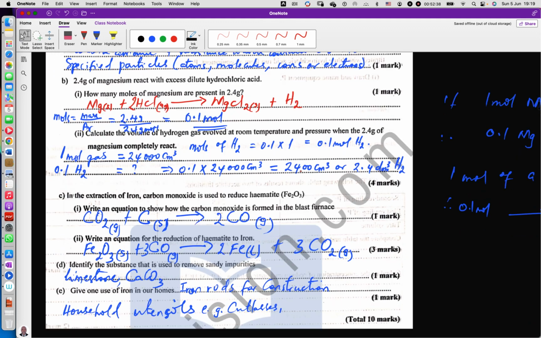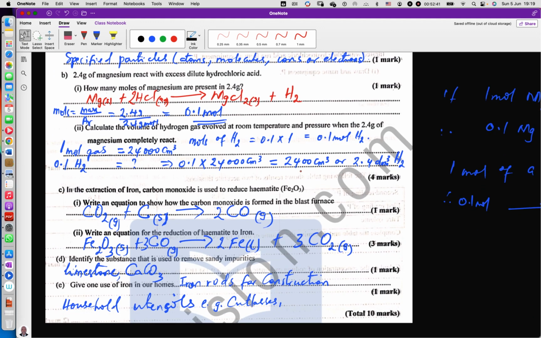Okay, the B part of it. 5.4 grams of magnesium react with excess dilute hydrochloric acid. How many moles of magnesium are present in 2.4 grams? In this type of thing, you have to write the equation. This is stoichiometry. We need to know what quantity is reacting with what. Even though the equation is not needed in part one to calculate the number of moles, write the equation because we'll use it later on.